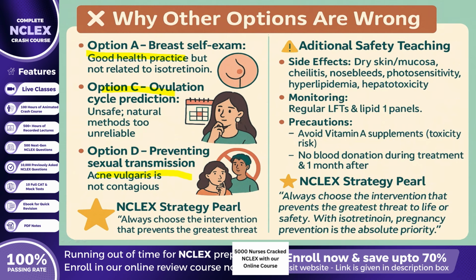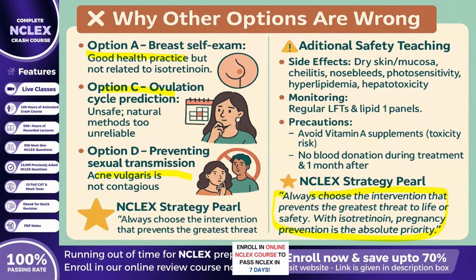Here is the NCLEX strategy pearl to carry forward. When answering pharmacology questions, always ask which complication poses the greatest threat to life or safety. With isotretinoin, the teratogenic risk is paramount, and therefore the teaching that must be prioritized is strict pregnancy prevention. This aligns perfectly with the NCLEX testing principle of selecting the intervention that directly prevents the most dangerous complication rather than one that simply promotes general health.